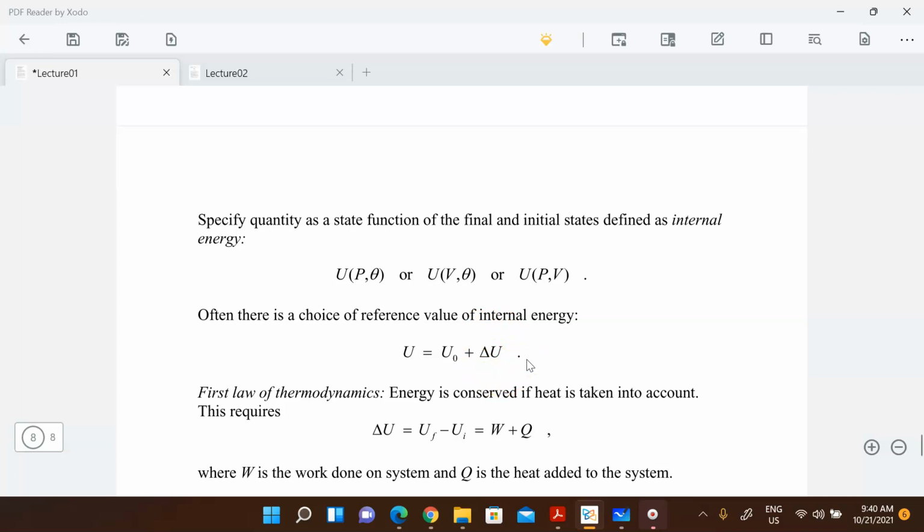Now, the idea of the first law of thermodynamics is to use heat as part of the energy conversion. In other words, energy can only be seen to be conserved if heat is taken into account as heat energy. So any change in the internal energy is given by the work done plus your heat energy.